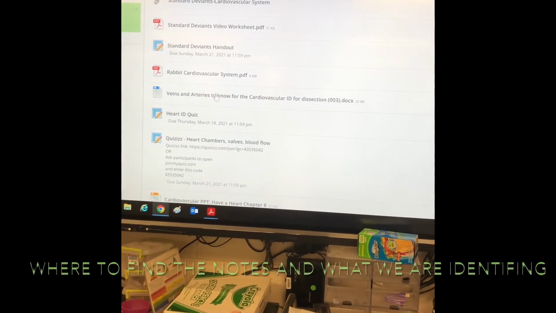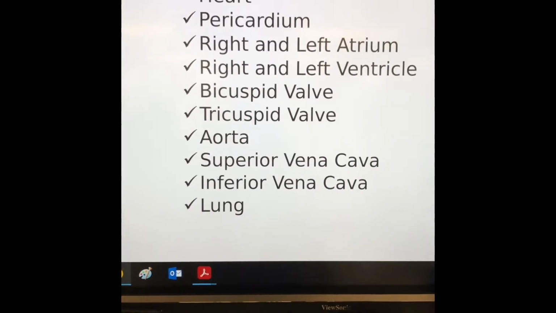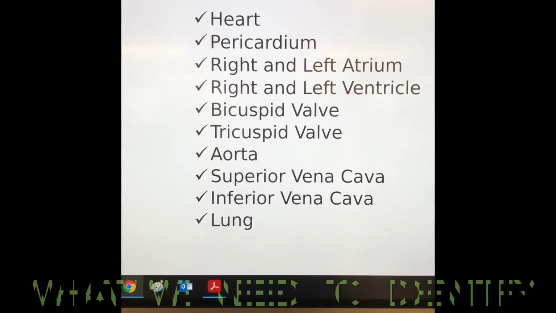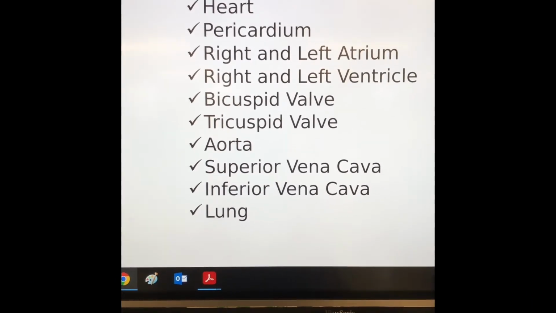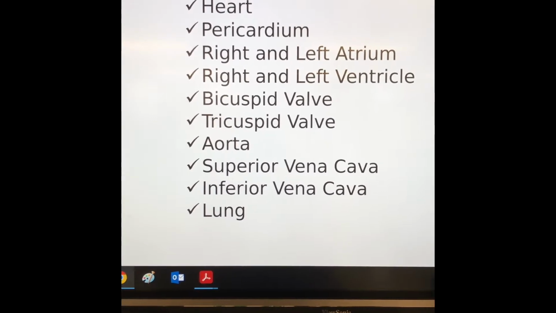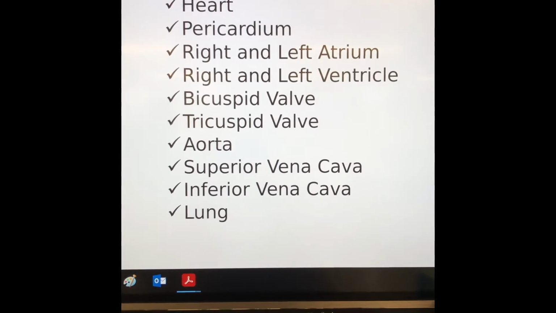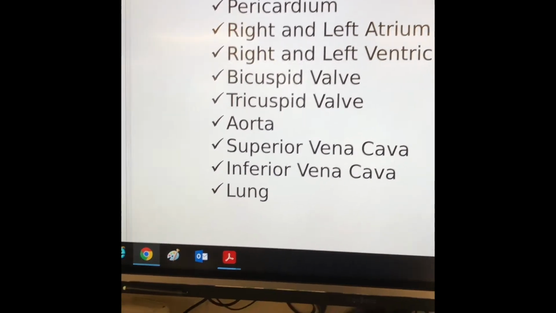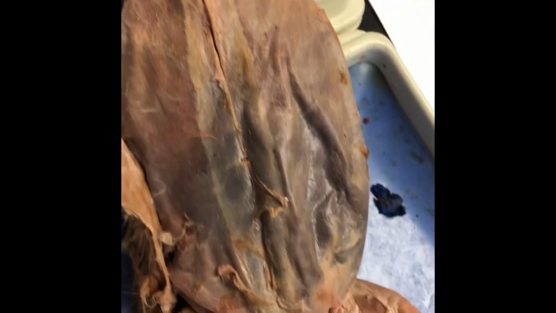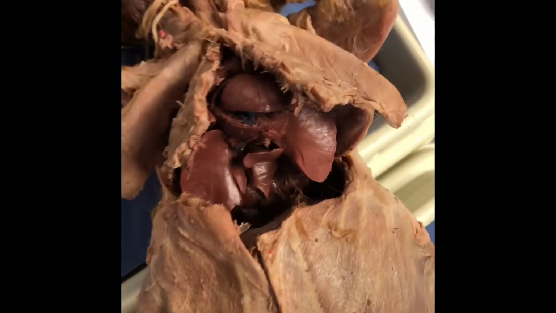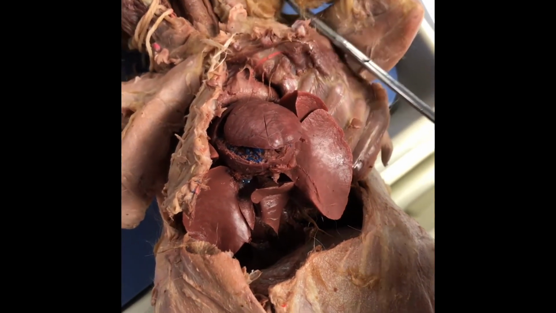There's the rest of the notes. In Schoology, this is where it can be found in the unit, and then these are the things that we are going to be finding. So the heart, the pericardium, we're going to need to identify these things: heart, pericardium, right and left atrium, right and left ventricle, the bicuspid valve, the tricuspid valve, the aorta, the superior vena cava, inferior vena cava, and the lungs.